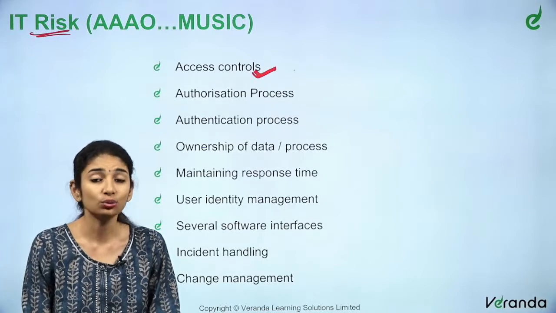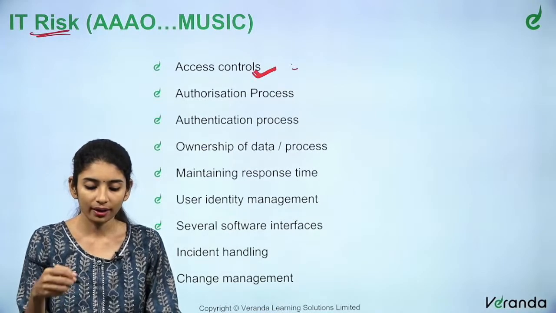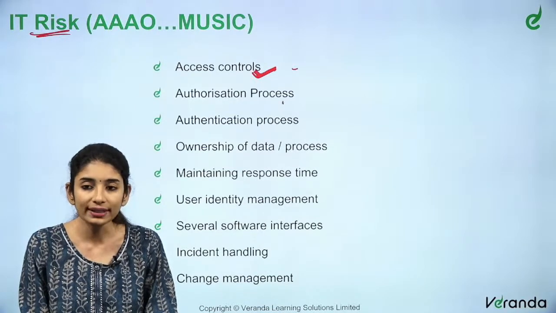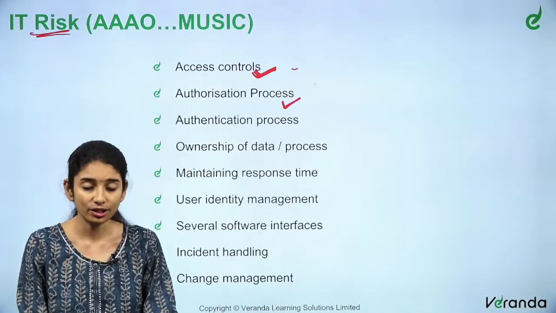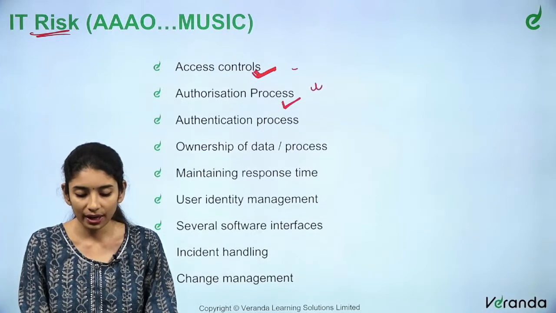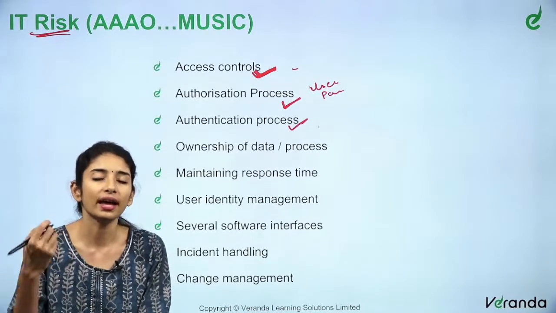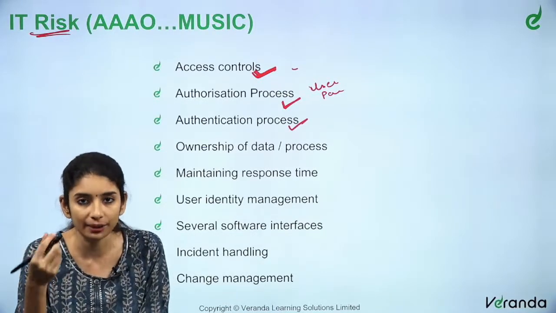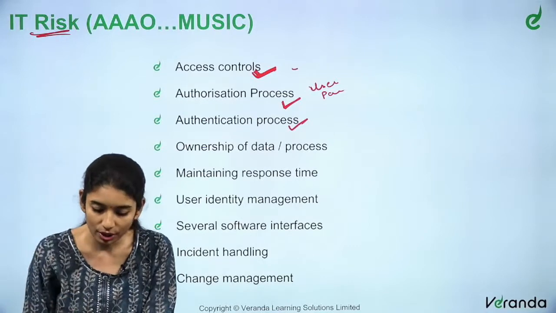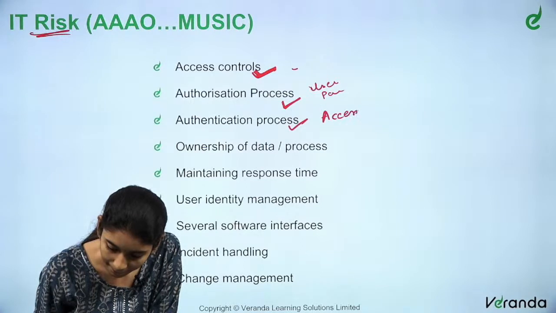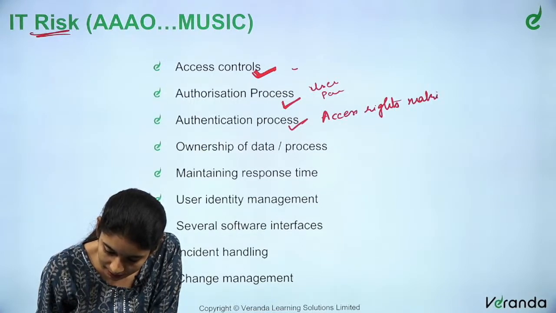Determine who has the access rights to access my systems, my information systems. Authorization process: check if they are supposed to add any user ID, password. Authentication process: check if they are eligible to access a particular application or do a particular transaction. So this deals with user ID, password. This deals with access rights based on the access rights matrix.